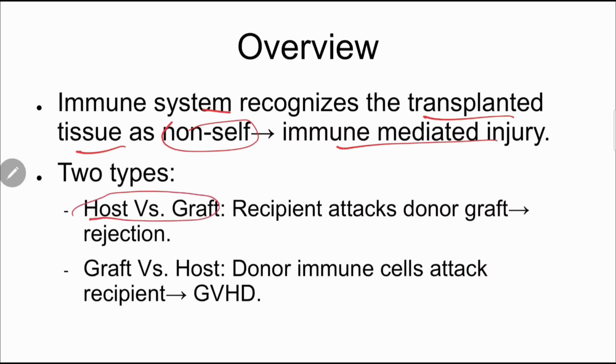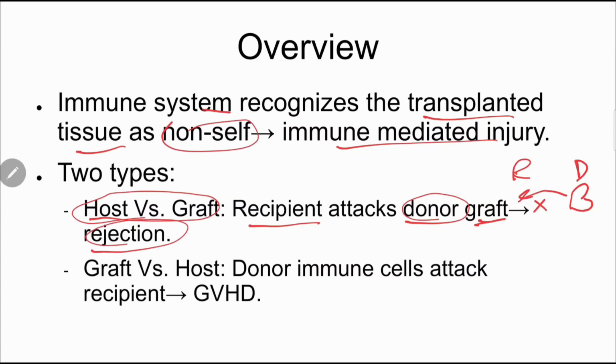There are two types that you have to know. The first one is host versus graft. This is the more general or common one that we see. An organ from the donor, let's say this is the kidney, is transplanted into the recipient, and the recipient's immune system cannot recognize it, and that's why it starts attacking the donor's graft. So that is known as host versus graft. The recipient attacks the donor's graft, and that leads to rejection.